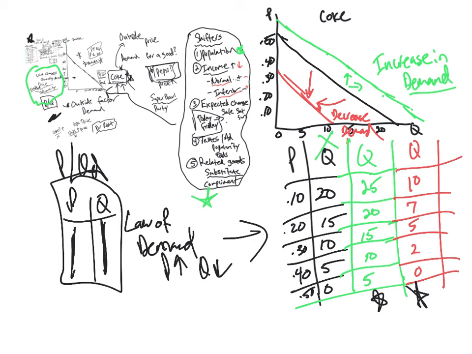So let's do one more as we're talking about this. Is it going to be an increase in demand or a decrease in demand? So let's say the price of a complement goes down. I'll say it again. The price of a complement goes down. So how would we figure that one?